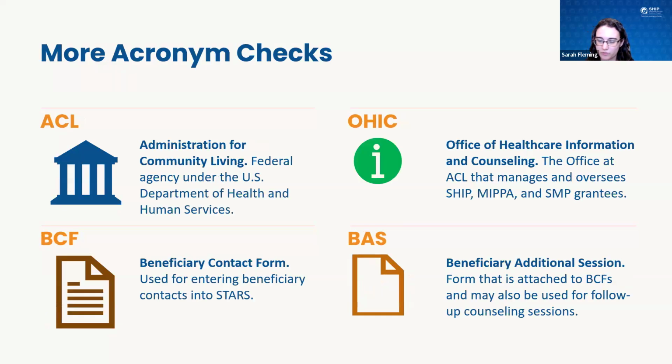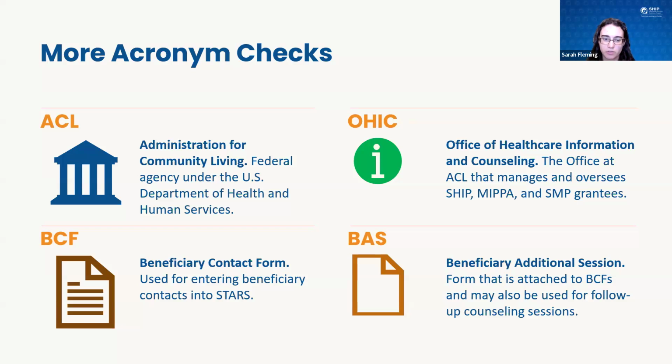Some more acronyms for you. We mentioned ACL. ACL is the Administration for Community Living, which is a federal agency under the U.S. Department of Health and Human Services, and that funds the SHIP, MIPA and SMP programs. And specifically, OHIC is the Office of Healthcare Information and Counseling. This is the specific office that manages and oversees these grants. And we have some representatives from OHIC under ACL today.